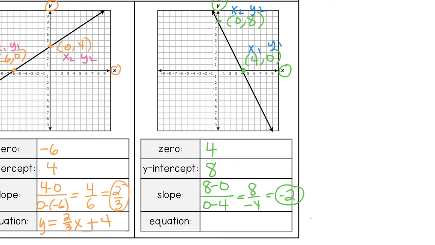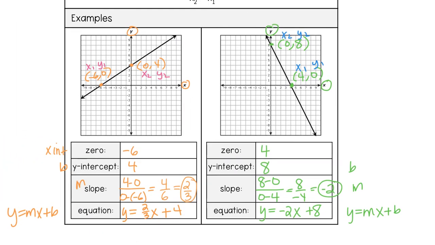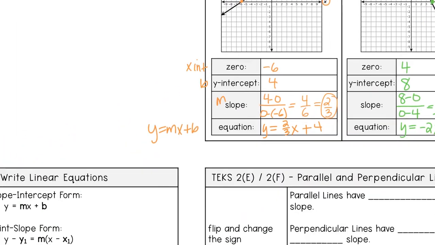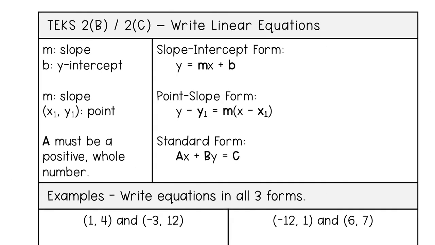So now for our equation, again, we're doing y equals mx plus b. Y-intercept is b, and slope is m. So if I put everything together, y equals -2x plus 8. Okay, now I want to look at how to write equations using the different forms. So there's 3 different forms of a linear equation. The first one, the one that's most common that we use all the time, is slope-intercept form. In fact, that's the one that we just finished using.